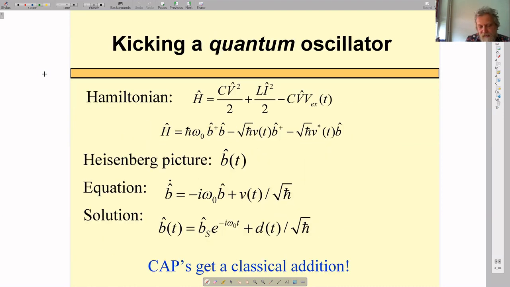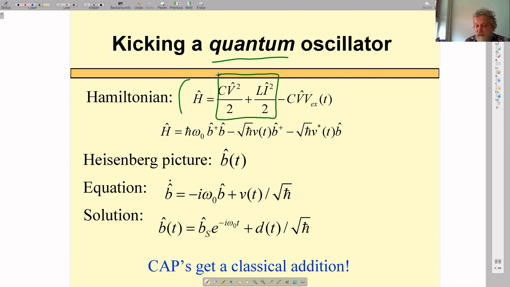All right, so we kicked a classical oscillator. Now let us do the same with a quantum oscillator. Okay, how can we proceed? As usual in quantum mechanics, we need to write a Hamiltonian. It is a rather usual Hamiltonian, which is equivalent to the Hamiltonian of a harmonic oscillator.